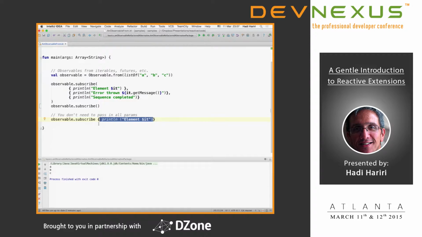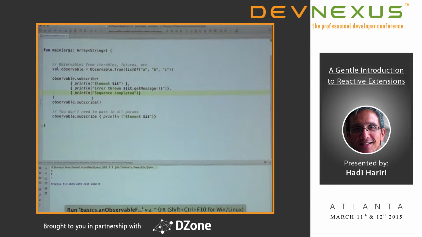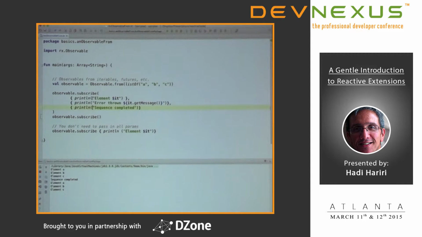If I want to provide the full-blown thing, which you should, that's what you do. So it's actually three different lambda expressions: what happens when I do an onNext, what happens when an error is thrown, and what happens when the sequence is completed. And if you run this, it will show you basically just the element and then a sequence completed, because in this case there's no error that's going to be thrown. We'll see that later on as well. Okay? So that would be the full version.